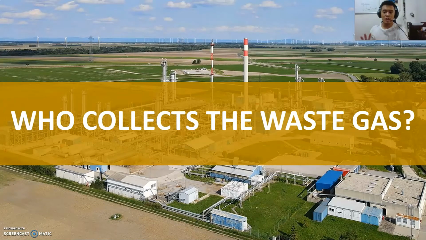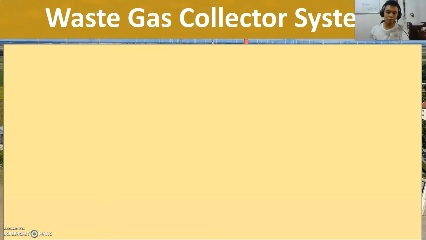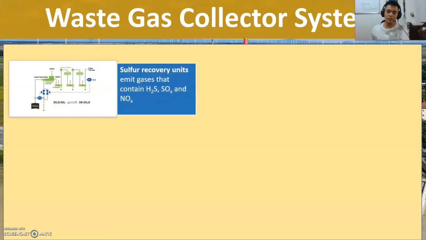The next question is, who collects this waste gas itself? Well, we discussed earlier that it came from non-point and point sources. An example of non-point sources are sulfur recovery units that emit gases that contain hydrogen sulfide, sulfur oxides, and nitrogen oxides. So let's assume that they are fugitive gases, though they are also considered a point source since it is part of the material balance that these gases are removed from them. But in a sense, when the pipes are broken, let's assume that they are non-point. It's a non-point source, coming from outside or from broken pipes.